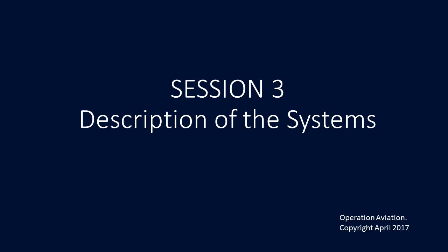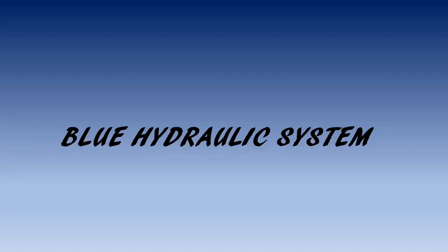Okay, we're going to go ahead and get into the blue system and go into the 3 different auxiliary generation systems that we have there. Now the blue system. The blue hydraulic system is made up of 2 subsystems. You do have the high pressure circuit and the low pressure or return circuit.